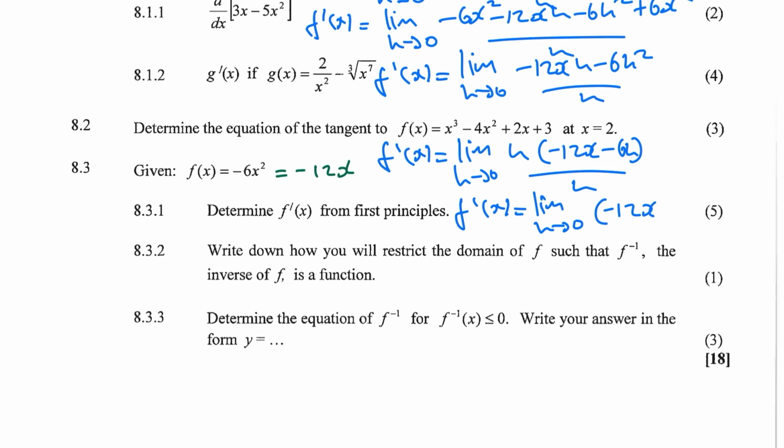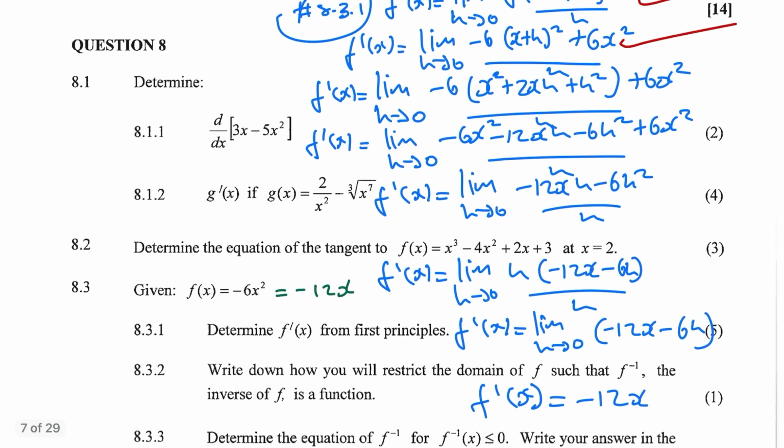This is going to be negative 12x minus 6h. Now, in the limit when h approaches 0, negative 6 times 0 is just 0. So your final answer is equal to negative 12x. And it is the same answer that we already got with the differentiation rule, just by using first principle.